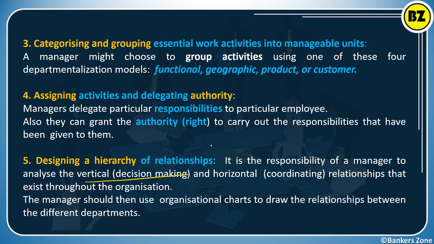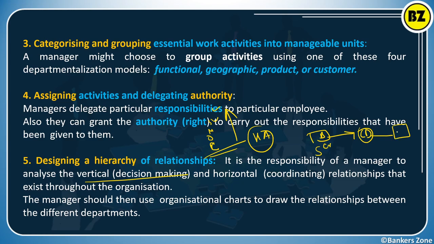Again, clerk, officer, manager, senior manager, chief manager: this is vertical authority. Horizontal authority means, see, here is the branch. The branch has a proposal of 5 crores for loan sanctioning. It will send it to the credit department. So it is horizontal, not higher. The branch is sending only to the credit department, and the credit department will seek some information from the audit department. They are working horizontally, not vertically.